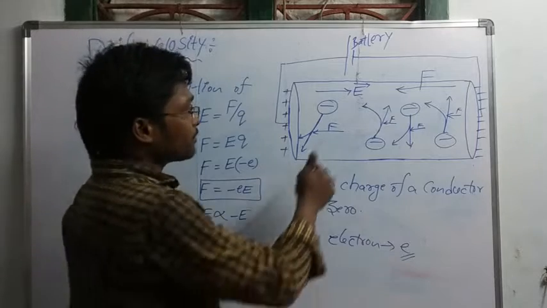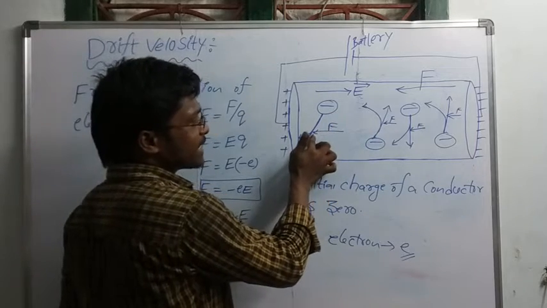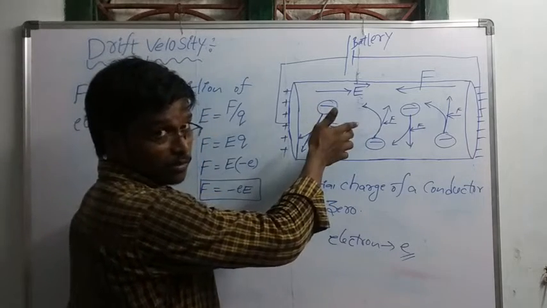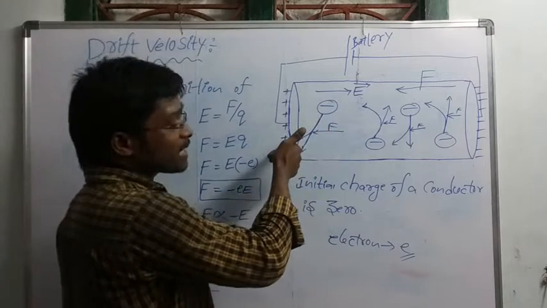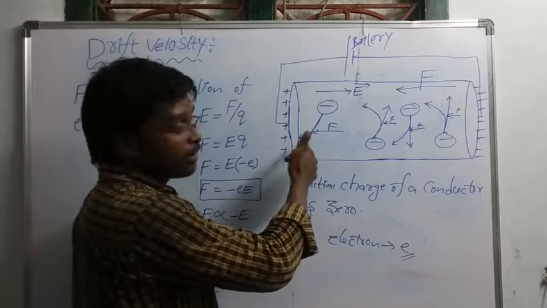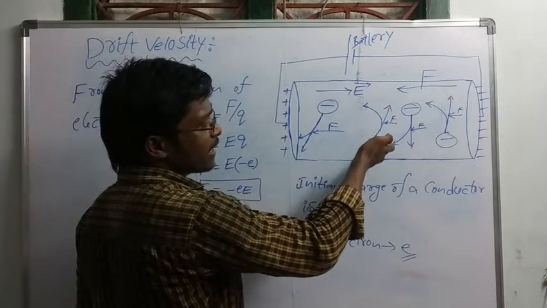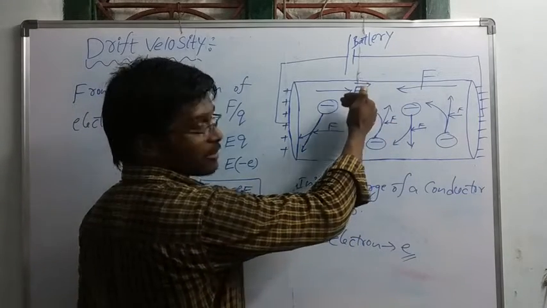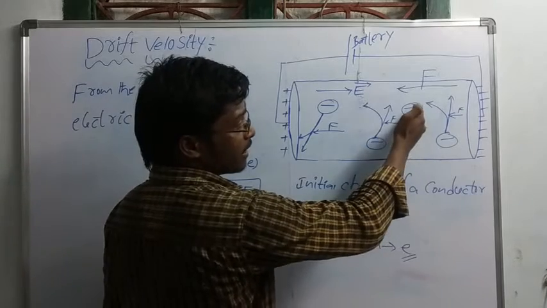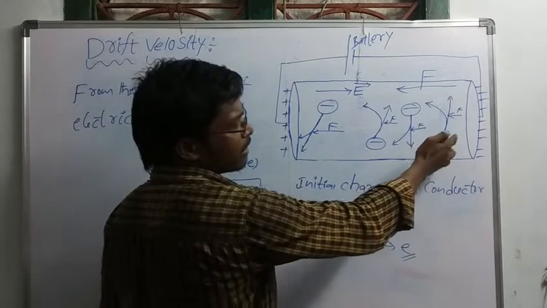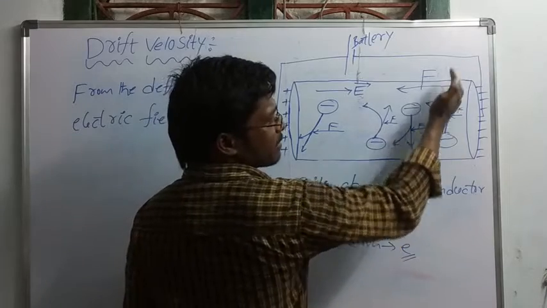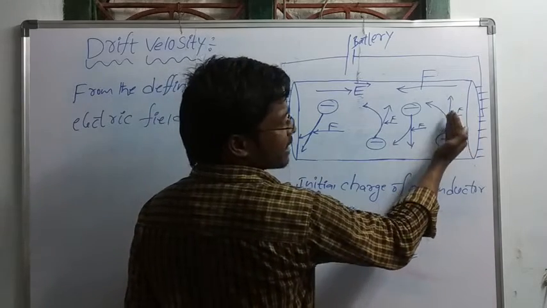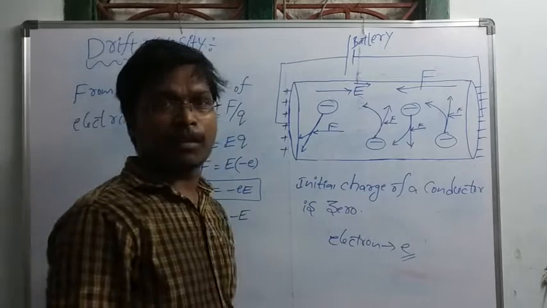This force will be acting on this electron, and after the force acts on this electron, what happens? The path is drifted. Same, the force is acting on this electron, and here also the path is drifted. Here also the force is acting, and the path of the electron is drifted. Here also force is acting on the electron, so the actual path is this one. When this force is acted, the path is drifted.